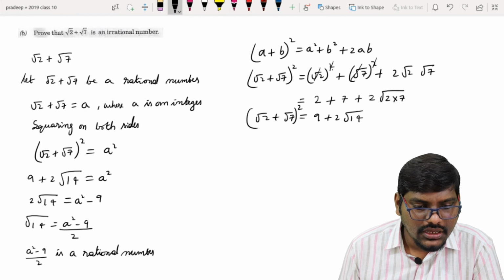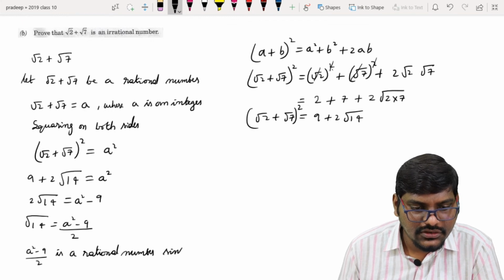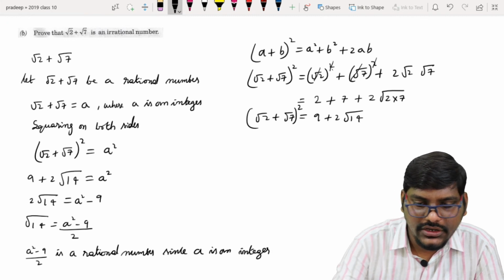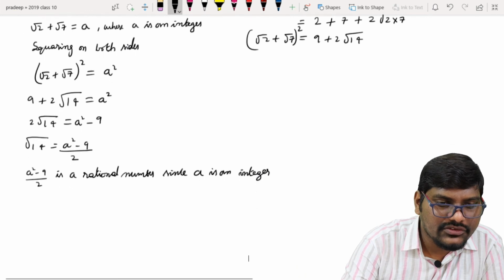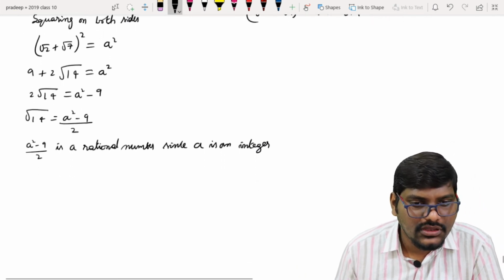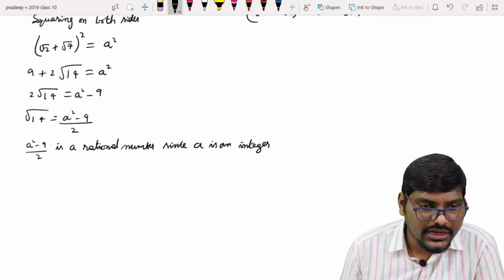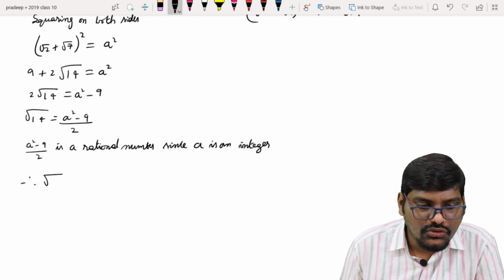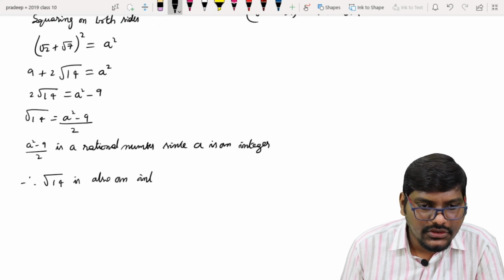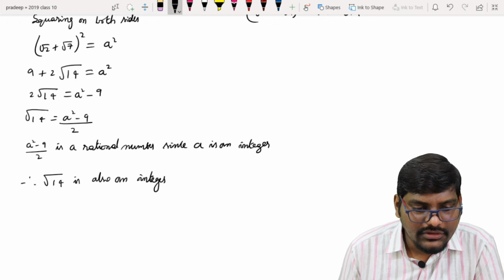Alright, since a is an integer, a square minus 9 by 2 is a rational number because a is an integer. And we'll also write, therefore, root 14 is also an integer.